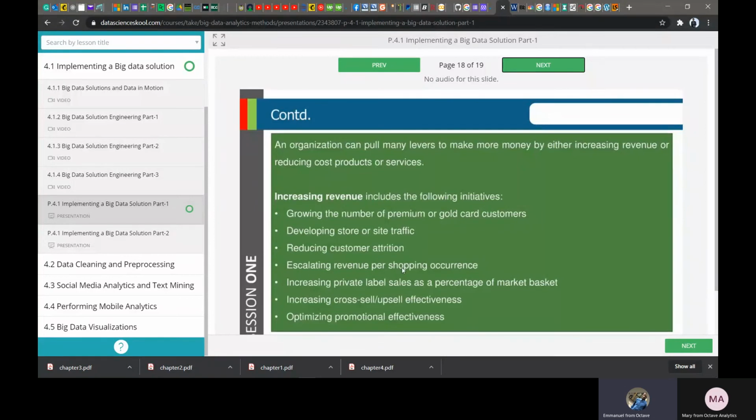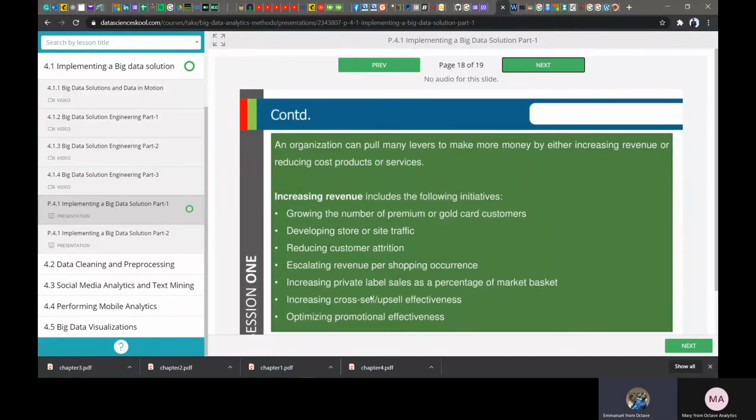Increasing revenue per shopping occurrence, increasing private label sales as a percentage of market basket, increasing cross-sell and upsell activities. Upsell is more like trying to sell more products to the premium customers, and cross-sell is more like, instead of me selling this product to this particular customer, I think this other customer is going to value this product better and all of that to improve revenue.